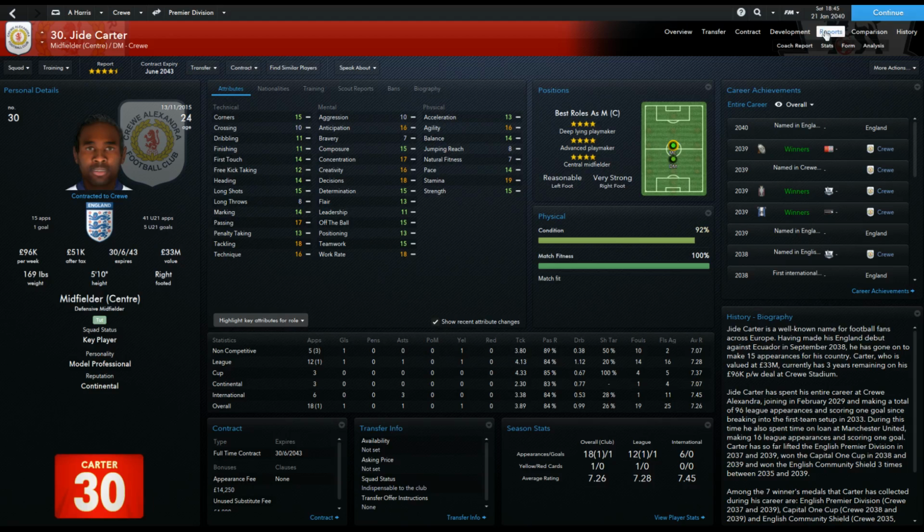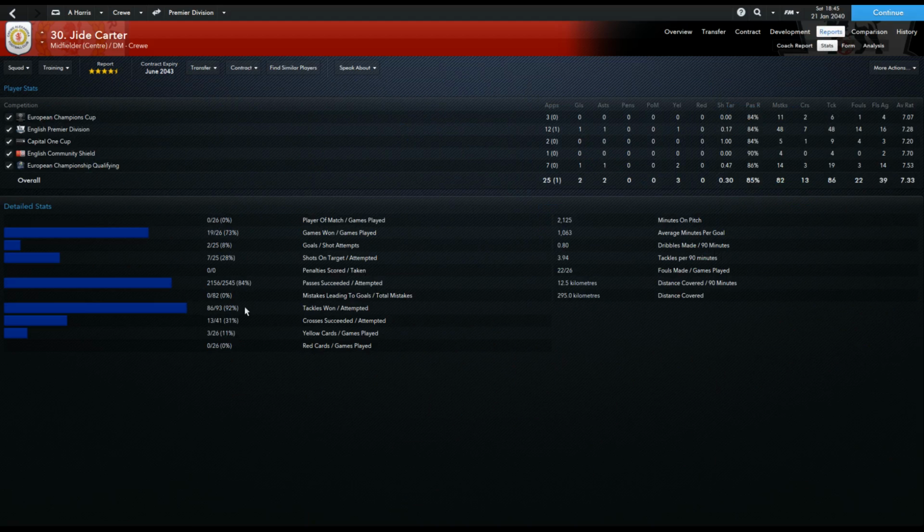In the game itself, it will show you player stats for all the games that he's played. So he's had 25 appearances in total, or 26, one is a sub, through a number of different competitions: Champions League, Premier League, Capital One Cup, Community Shield, and European Championship qualifying. The only thing this doesn't include is friendlies. So, this gives you some information: how many times he's gotten player of the match, games won, goals and shots attempted, shots on target attempted, and the list goes on.